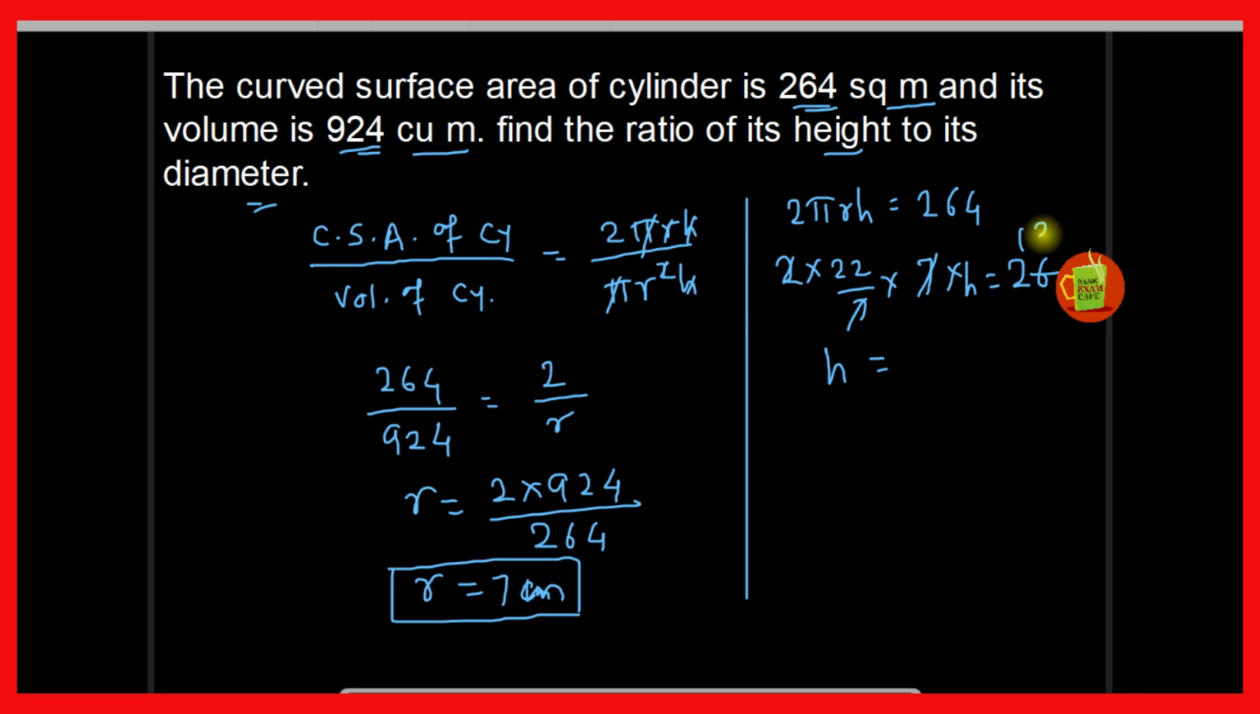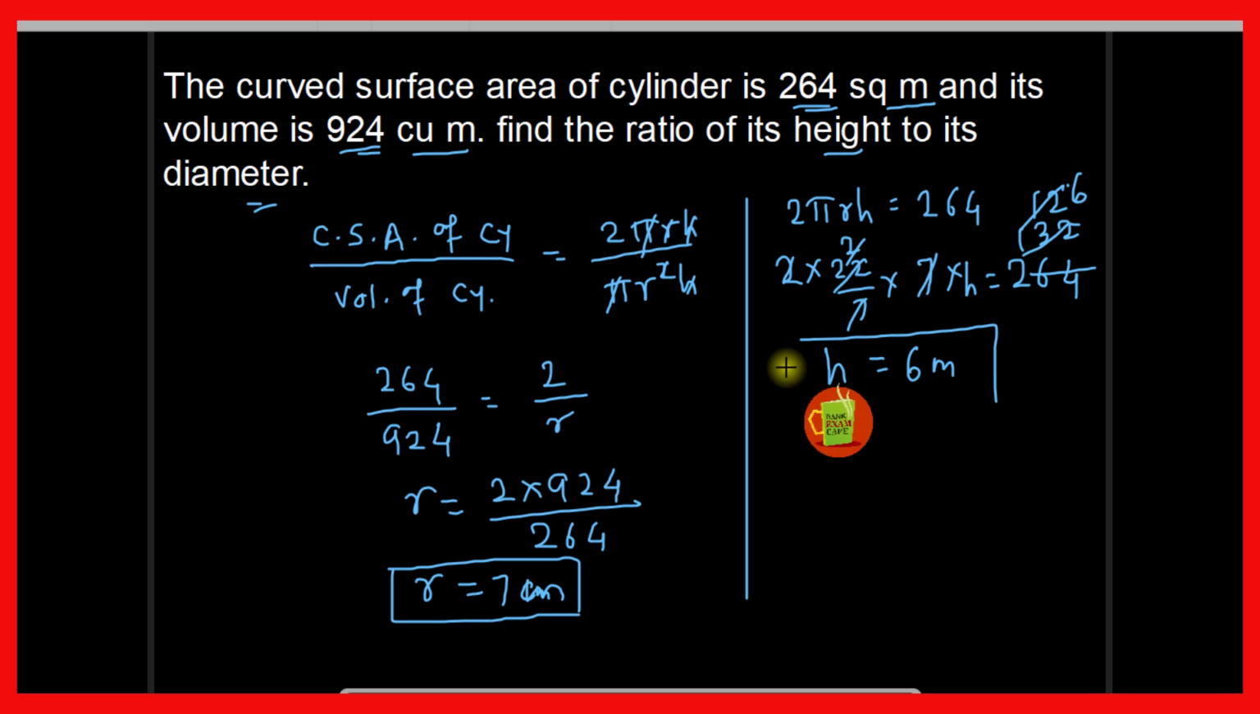And therefore h is equal to, this will be 2 1s are 2, 2 1s are 2, 2 3s are 6, 2 2s are 4, then 11 2s are 22, 11 1s are 11, 11 2s are 22, 2 1s are 2, 2 6s are 12, and therefore h is equal to 6 meter. Highlight this.